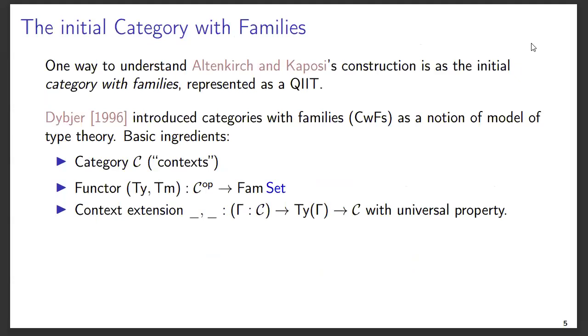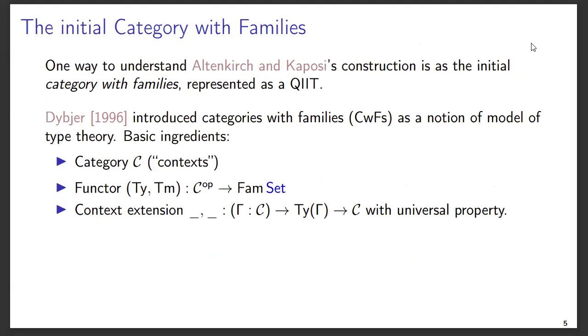But one way to understand this definition is that they basically took the notion of a category with families and turned it into a quotient inductive type. A category with families is Peter Dybjer's notion of a model of type theory, which is somewhere between a semantic notion and a syntactic notion in a way. It's very easy to see that it corresponds to the syntax of type theory.